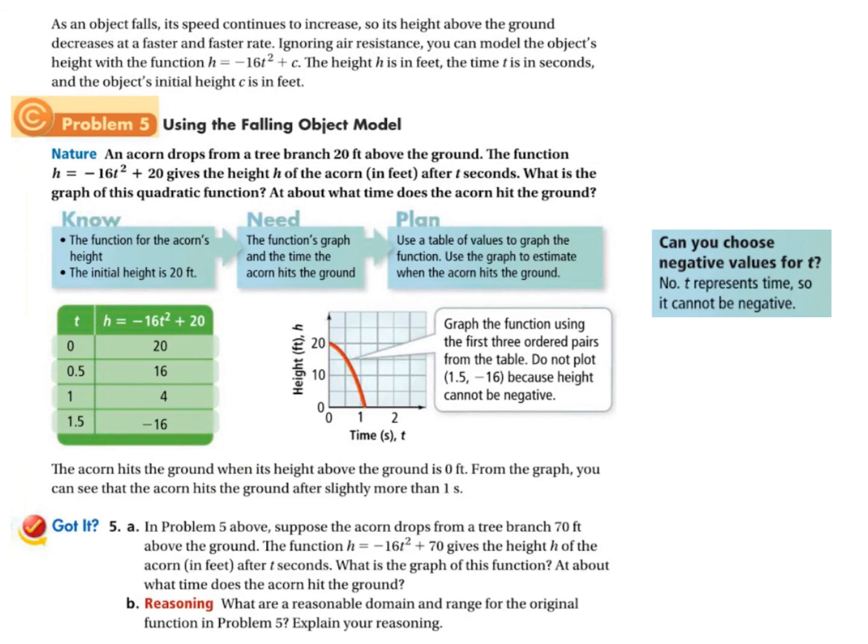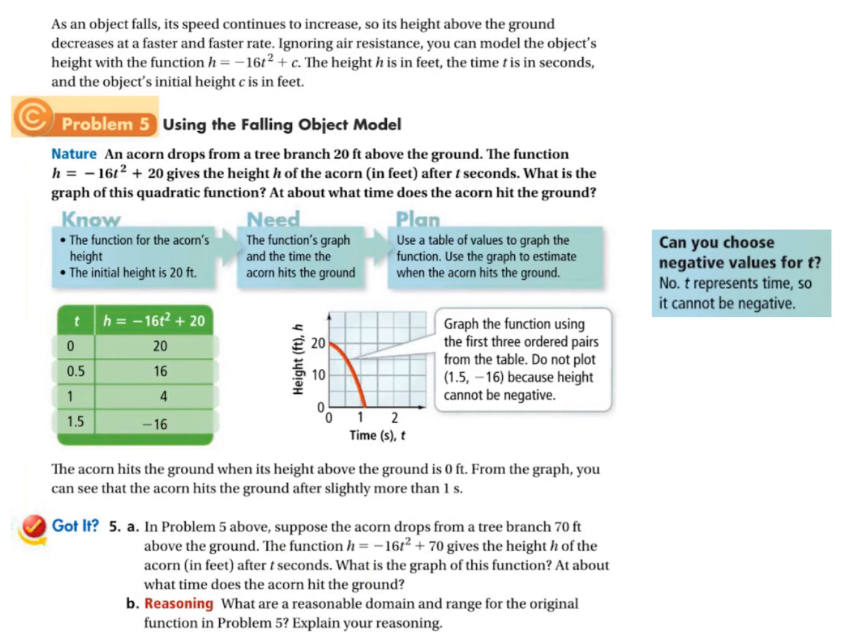Hopefully that makes sense. Now, your got it problem is what happens if it was dropped from 70 feet above the ground. So this is +70. It's going to give you a different set of values here that you're going to want to calculate out. So what's the graph? Make that table, and about what time does the acorn hit the ground? And you can look at, again, it's going to be where it's 0.